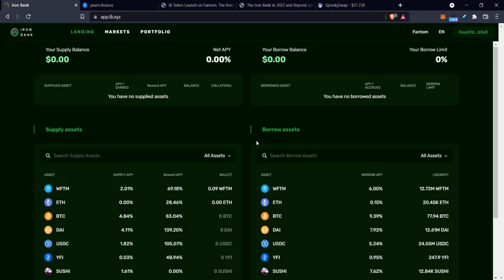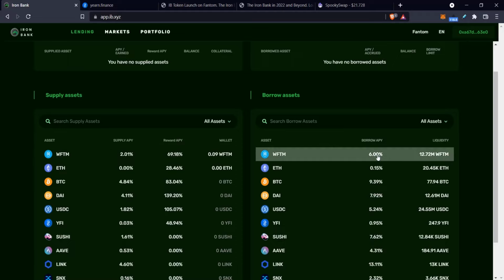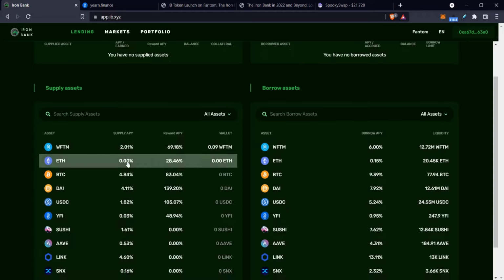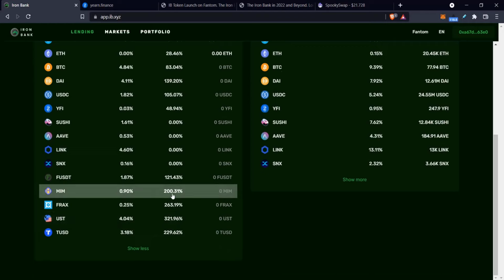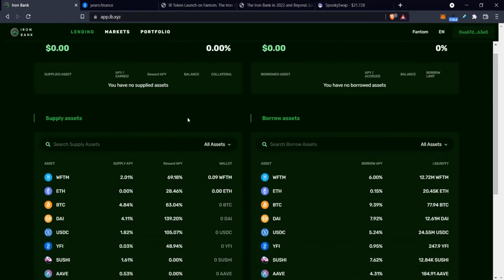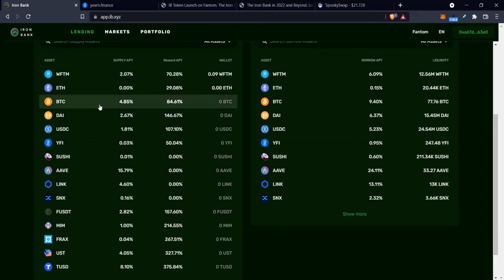As you can see, the APYs right now are quite good. These are the supplying APYs. Because you supply WFTM and someone borrows it at 6%, they pay you 2%, right? So these are the supply APYs, but here are the reward APYs. Currently they just launched the IB token and they are incentivizing the supplying of tokens here.